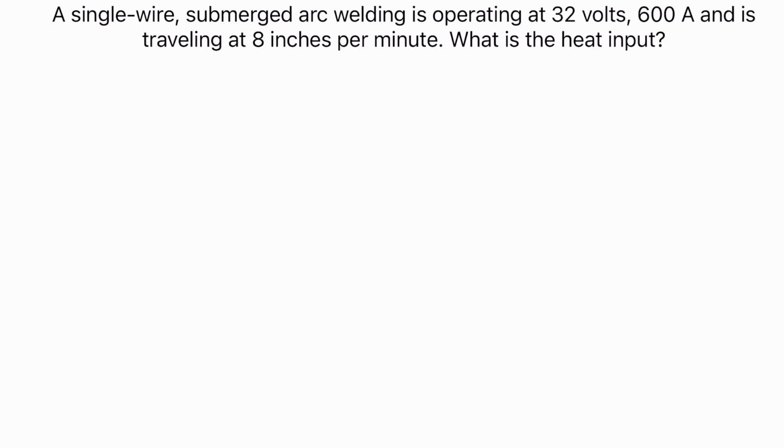So how about the welding heat input? So this is an essential formula for the CWI exam, as many of the questions will showcase the use of this equation. So a single wire submerged arc welding is operating at 32 volts, 600 ampere, and is traveling at 8 inches per minute. What is the heat input? So you have the given here, 32 volts, 600 ampere, and 8 inch per minute.